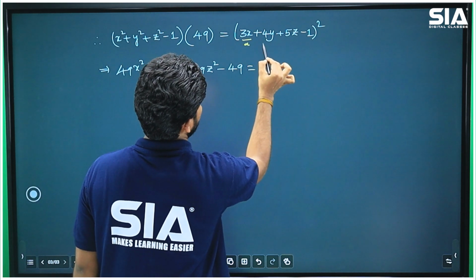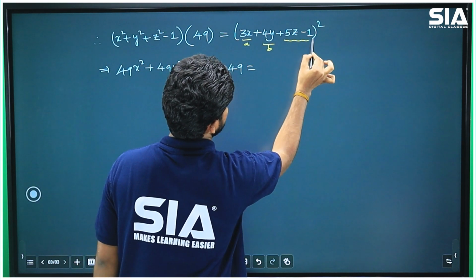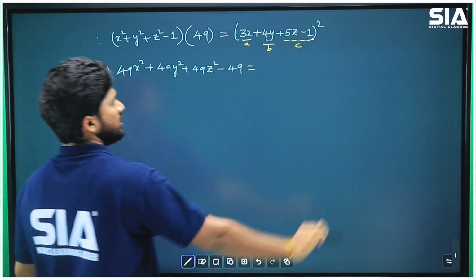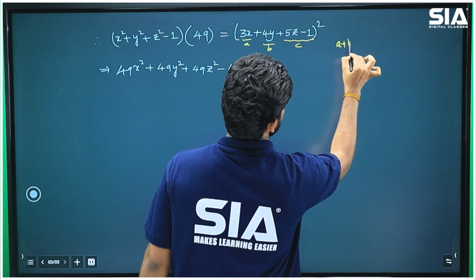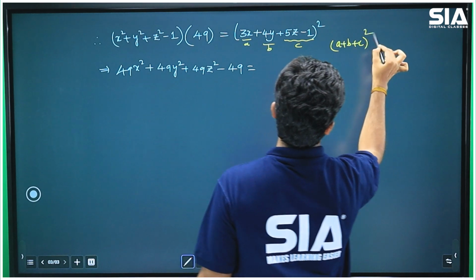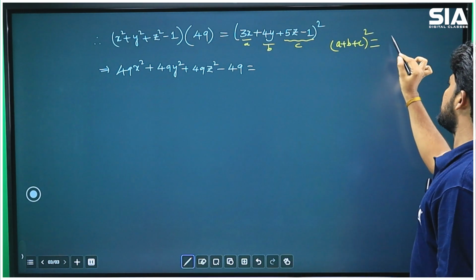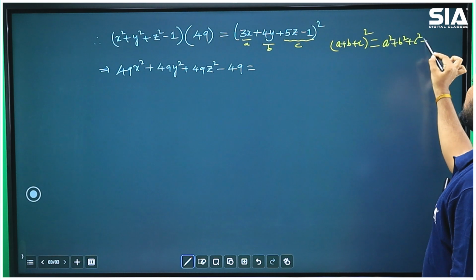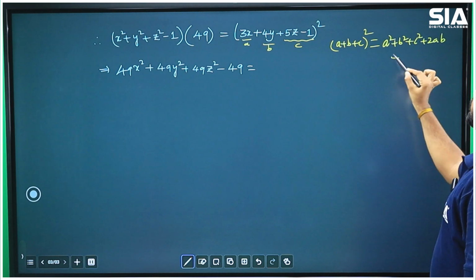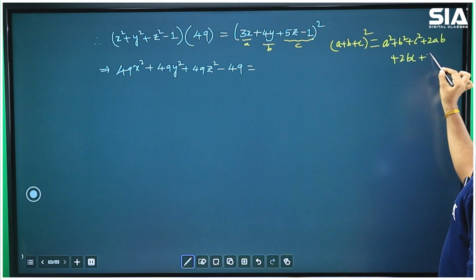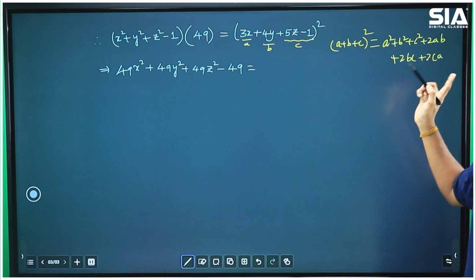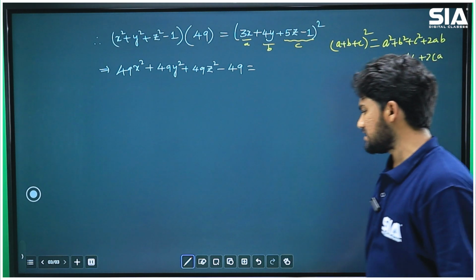This value take as a, this value take as b, this value take as c. The (a plus b plus c) whole square formula, you know very well. So many times I explained this formula in this chapter only. So therefore a square plus b square plus c square plus 2ab plus 2bc plus 2ca. This is the (a plus b plus c) whole square formula. According to that formula, expand this RHS value.